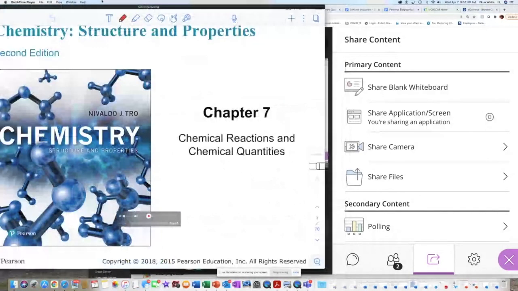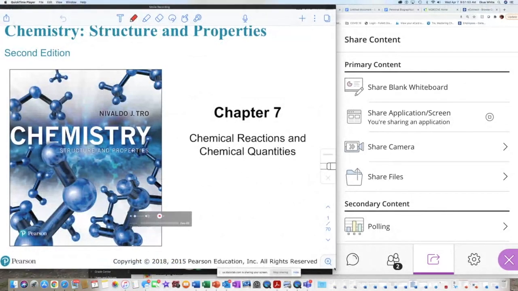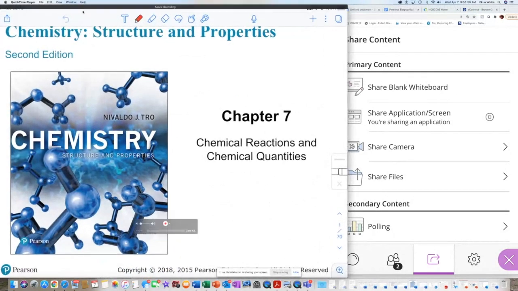Okay, so we are going to start today with chapter 7. We finished chapter 6, sorry. Yeah, we did finish chapter 6 last time, talking about valence bond theory.